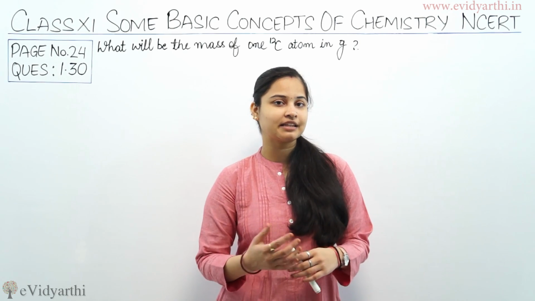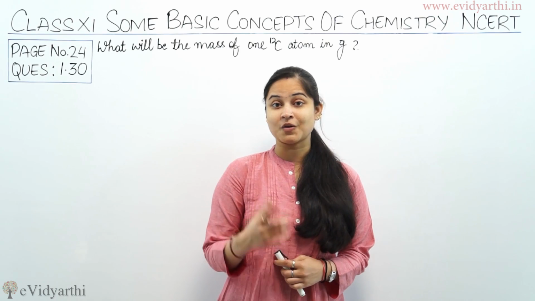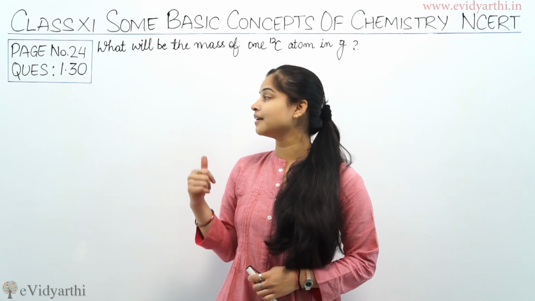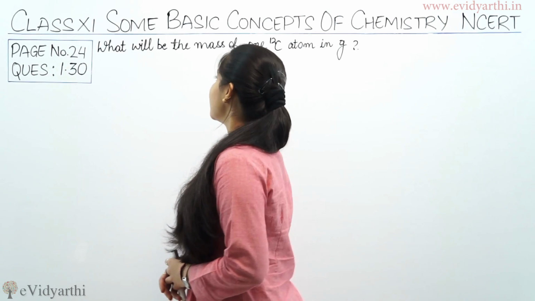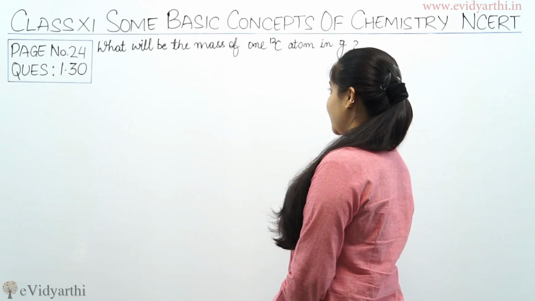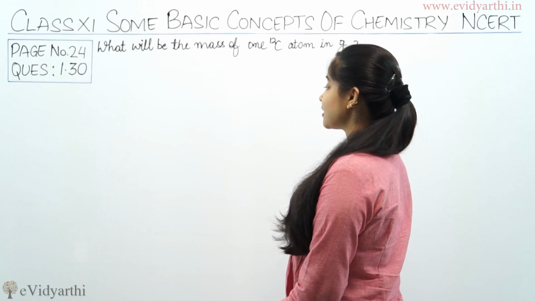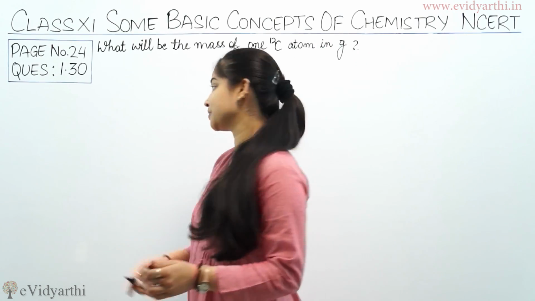I think you have gained your interest in solving these problems because your concepts are now clear. So let's begin with question number 30 on page number 24. Let's see what the question is. What will be the mass of one carbon-12 atom in grams? We need to calculate the mass of a carbon-12 atom in grams. So let's begin with the solution.